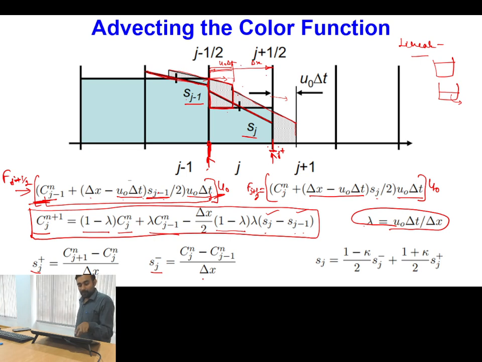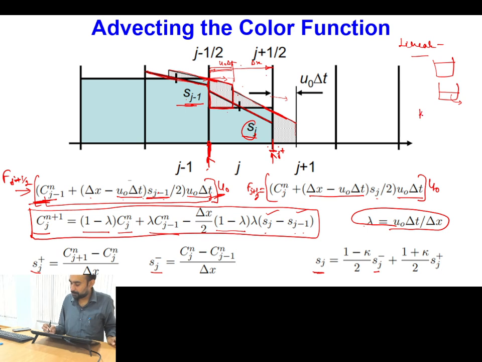So now I have estimated two slopes. One is Sj plus, which is at this face. One is Sj minus, which is at this face. But I need to define the value of Sj. So to calculate the value of Sj, we are taking the weighted average of the slopes which are obtained at the cell faces. So weighted average: 1 minus kappa by 2 Sj minus plus 1 plus kappa by 2 Sj plus.